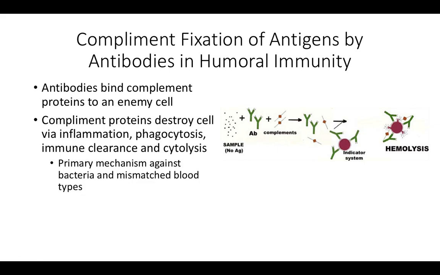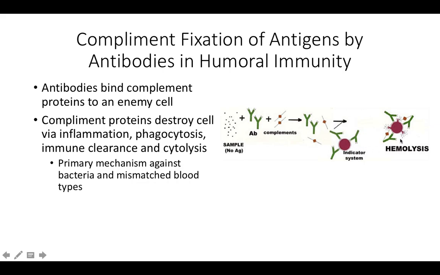Complement fixation is the next way that antibodies combat antigens. Basically, these antibodies are going to bind to the antigens and also bind to complement proteins. So if you remember what complement proteins are, they're part of the innate immune response. We talked about them last time, and so they will bind to these cells and destroy them. And they do that through inflammation, phagocytosis, immune clearance, and cytolysis, which are 4 things that we talked about in the last lecture. So this is the primary mechanism that our body uses against bacteria and also mismatched blood types.